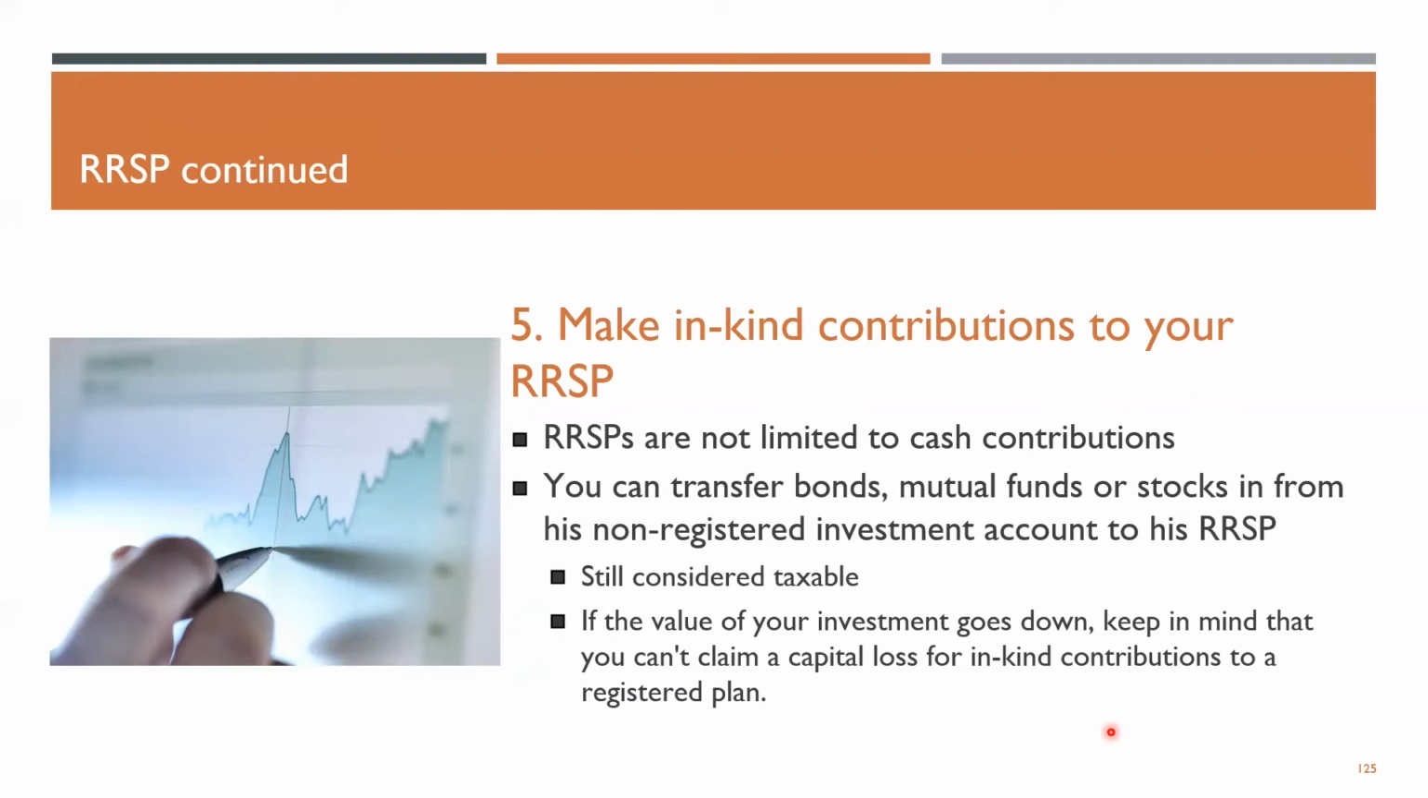And with that, it is still considered to be taxable. The growth is going to be taxable. If the shares have gone up in value, you have to pay taxes on it. The benefit is you do not have to pay commission on selling and then buying again. And if the investment values have gone down, you can't claim a capital loss for an in-kind contribution. So in that case, it's better to sell the stocks and then contribute the money and claim the capital loss.